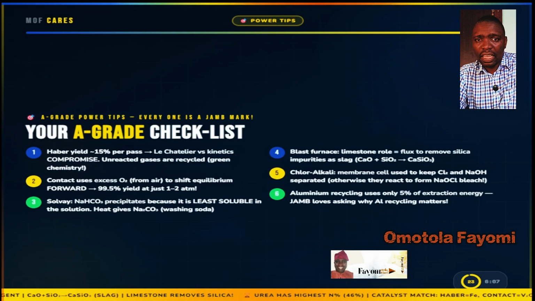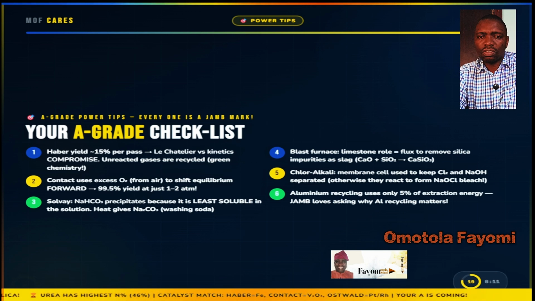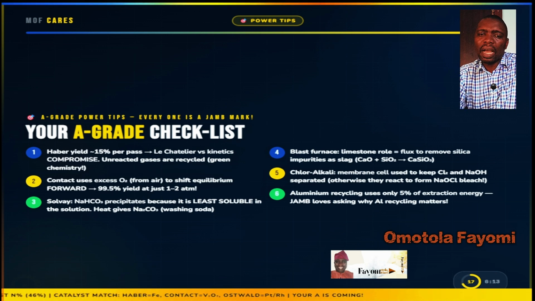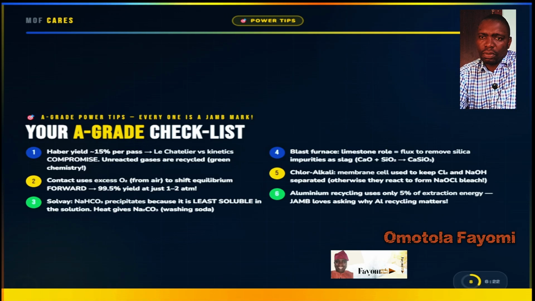Number 6 is that recycling aluminium requires only 5% of the energy needed to extract aluminium from bauxite by the Hall-Héroult process. This makes aluminium recycling one of the most energy-saving and CO2-reducing industrial activities possible. It is a JAMB favorite discussion question.